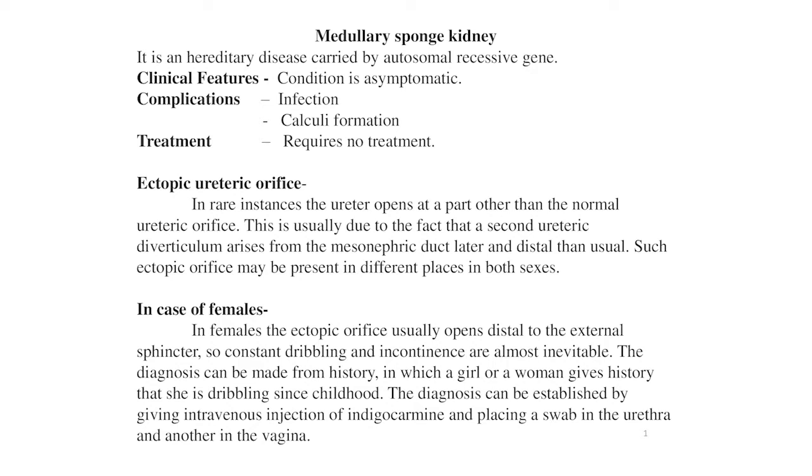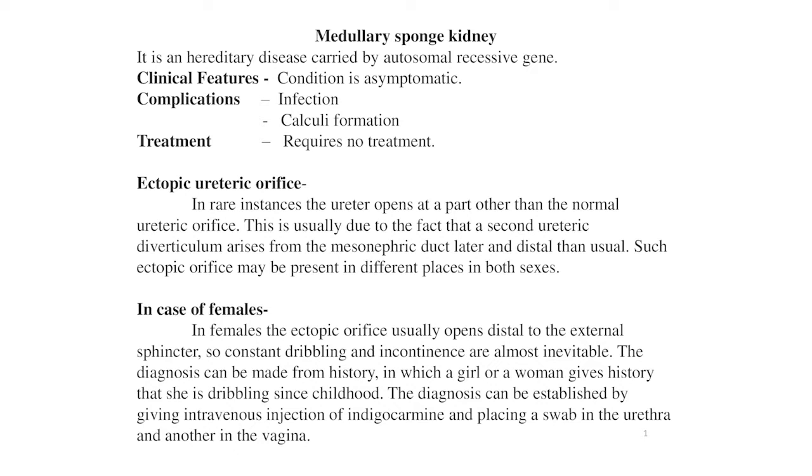The complications of this medullary sponge kidney are infection and calculi formation due to urinary stasis in the tubules. Clinical features: it is asymptomatic, but symptoms are seen when the condition is complicated by infection and stone formation. Treatment: the medullary sponge kidney as such requires no treatment. Treatment is only required if it is infected and there are renal calculi. The overall prognosis is good. So, not in detail, I explained here the medullary sponge kidney.